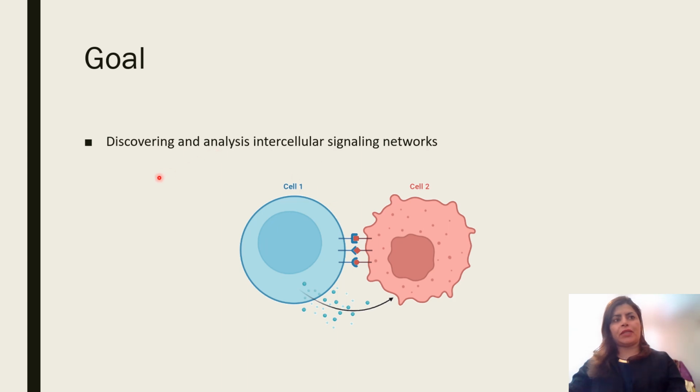The main goal of this study is discovering and analyzing intercellular signaling networks. As we know, intercellular communication allows cells to communicate with each other in response to changes in their microenvironment. This ability to send and receive signals is essential for the survival of the cells, and so identifying and quantifying intercellular signaling pathways has become a major problem in computational biological studies.